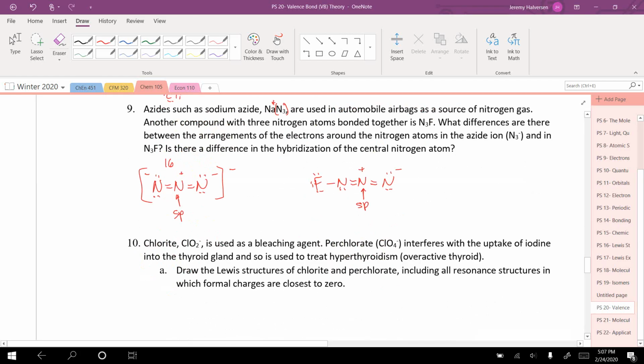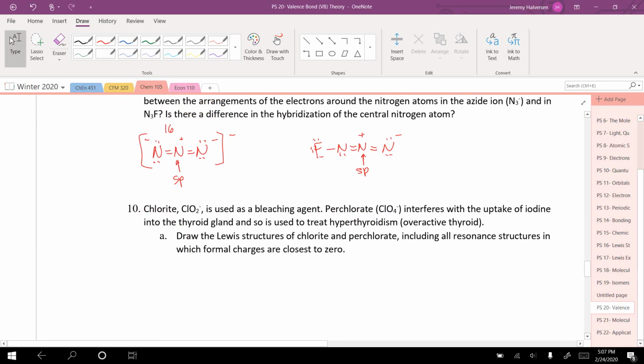Cool. All right, chlorite is used as a bleaching agent. Perchlorate interferes with the uptake of iodine into the thyroid gland and is also used to treat hyperthyroidism, overactive thyroid. Draw the Lewis structure of chlorite and perchlorate, including all resonance structures in which formal charges are closest to 0.